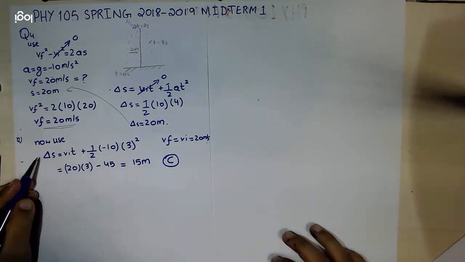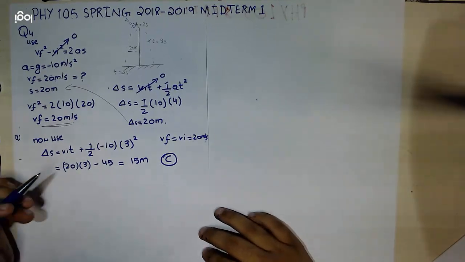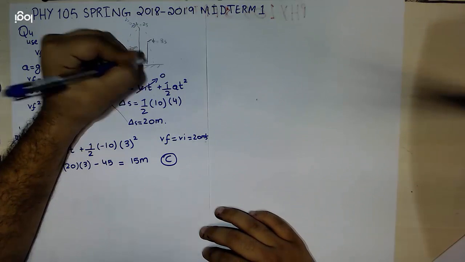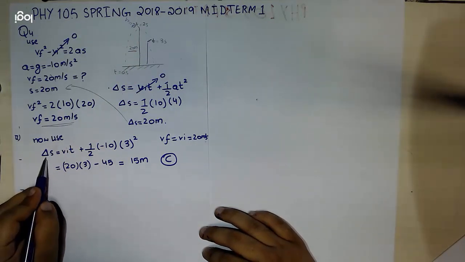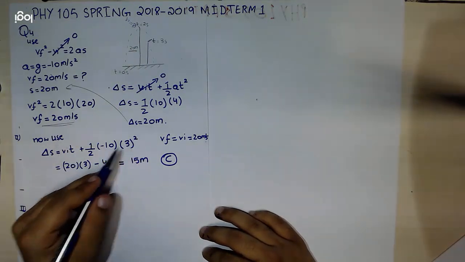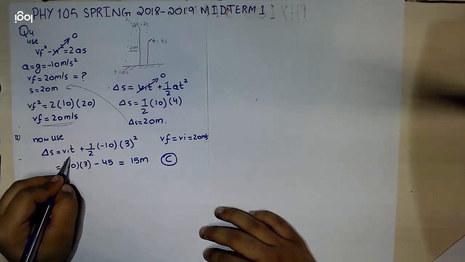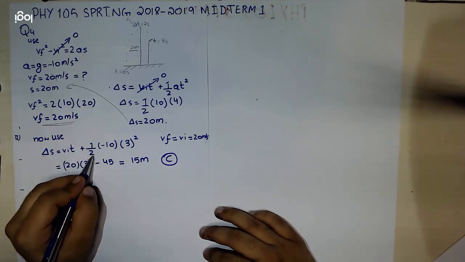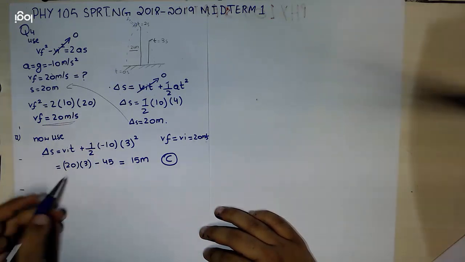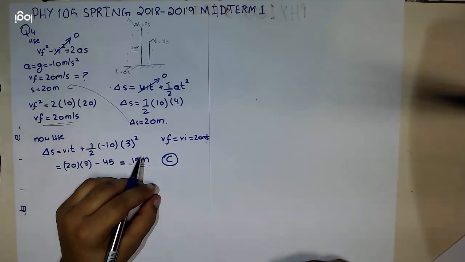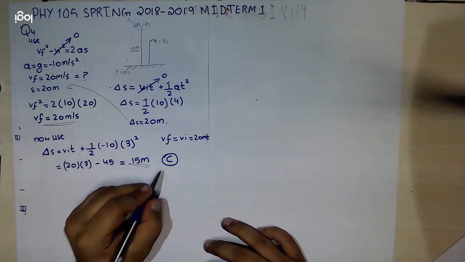Now we will use one last equation to find the displacement at t equals 3 seconds from the ground. Change in displacement, we will use the same equation as the first one: change in displacement is equal to initial velocity times t plus 1/2 a t squared. Plug in the numbers, and you're going to find 15 meters. That's, I think, option C. So this is our solution.